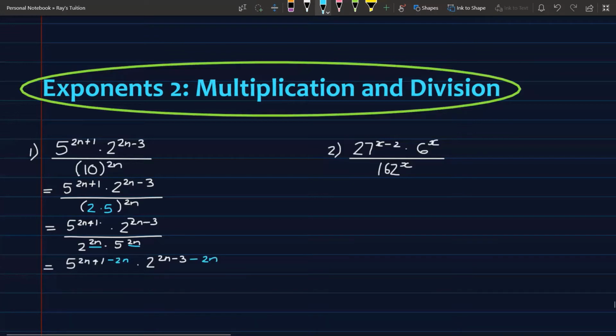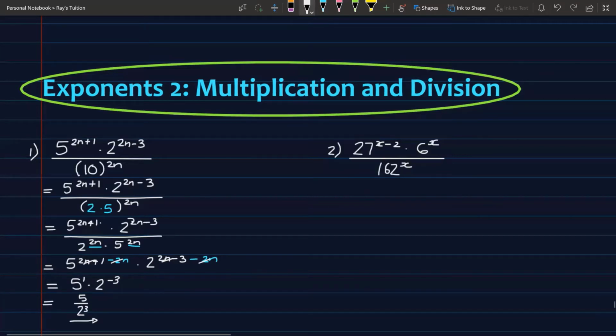So now we're going to simplify it. The 2n cancels out with the minus 2n, leaving us with just 1. And here, the 2n cancels out with the minus 2n, leaving us with 2 to the power of minus 3. We finish off our answers by writing it as a positive exponent. So this we can do by taking the 2 to the denominator, giving us 5 over 2 cubed.